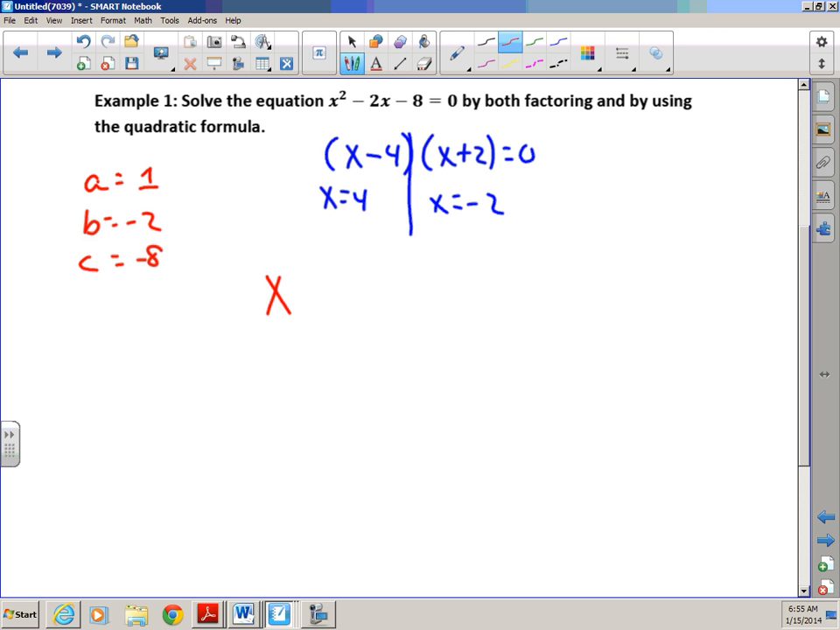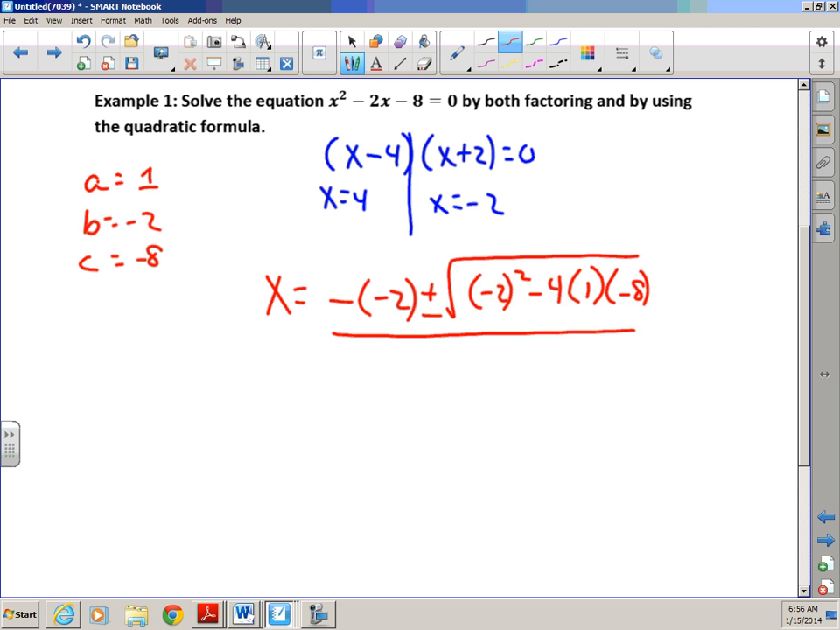So I plug into my formula x equals negative, a negative 2. Most common mistake, it's a minus sign, and you have to change the sign of whatever b is. Plus or minus. The reason it's plus or minus, it's a quadratic equation. We're expecting two answers. Square root of b squared, negative 2 squared, minus 4 times a times c. All of that is divided by 2 times a. Now we just do the math. This is a positive 2 plus or minus the square root of 4 plus 32 over 2.